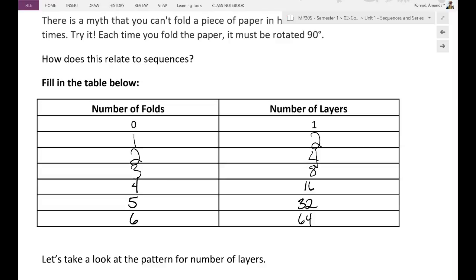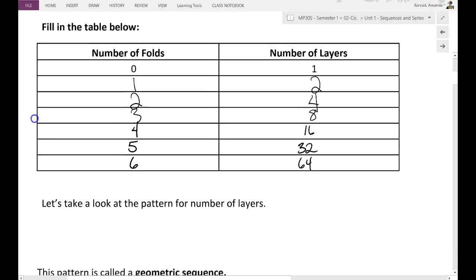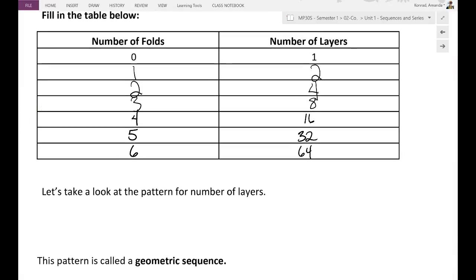Okay, so once you've done your folds, could you fold it 7 times? I only got 6 on mine. Each time I folded, my number of folds increased by 1, but the number of layers changed differently. So what do you notice about the pattern? Well, it doubles every time. The previous number of layers doubles to get my second layer, doubles to get my third, doubles again, doubles again. So if we try and describe the pattern, we can call it a doubling pattern.